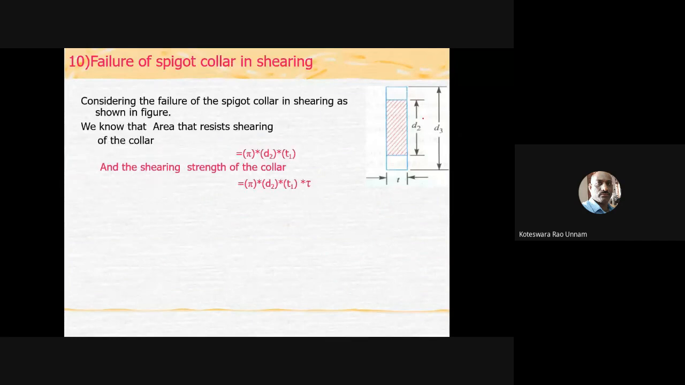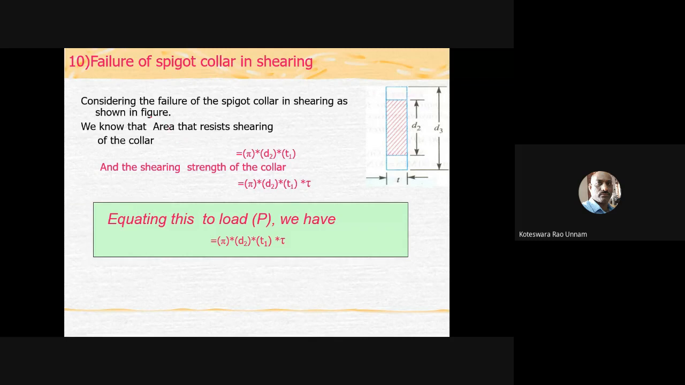See here, you can see that this is our spigot collar. Now considering the failure of the spigot collar in shear, the area is going to be only D2 into the thickness. Maybe here it is a wrong figure I have taken. You don't have D2 here, and the thickness is T1, not T.